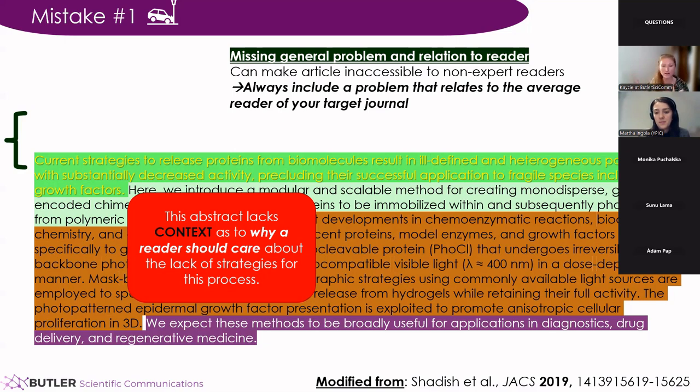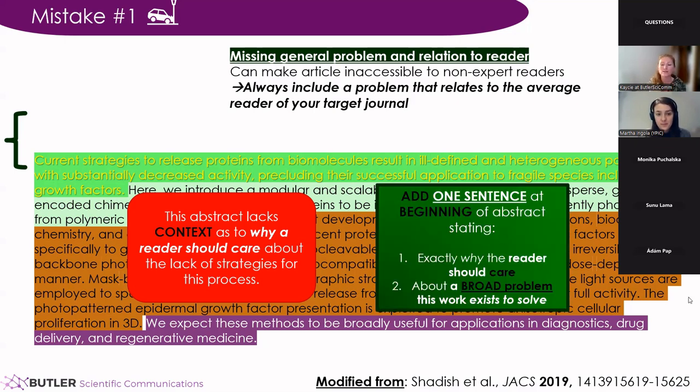Here, without it, this abstract lacks context. And the reader is not going to know why they should even care about this field or about this project at all. What we want to do instead then is go in and add that one sentence at the beginning. It's going to say exactly why the reader should care about a broad problem that this work exists to solve.